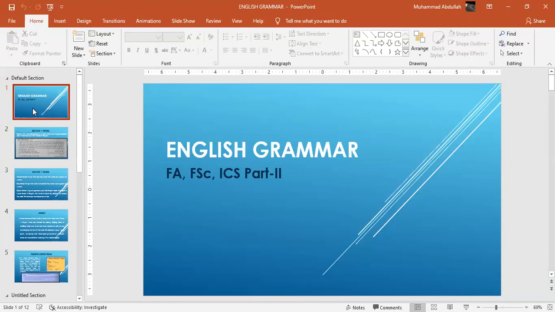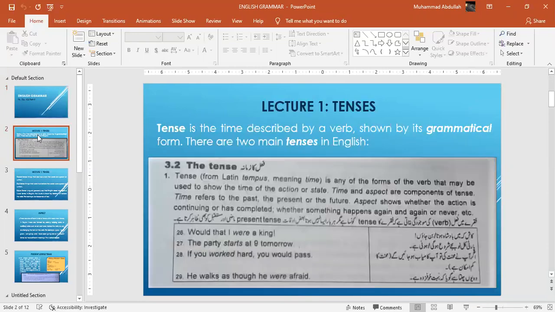Bismillahirrahmanirrahim. Our today's module is about English grammar, and we have to learn about tenses, right? Let me define first of all what is a tense.